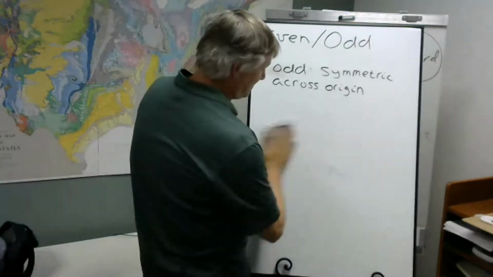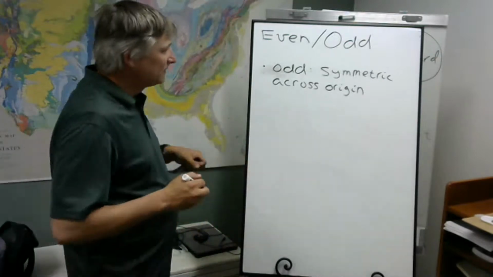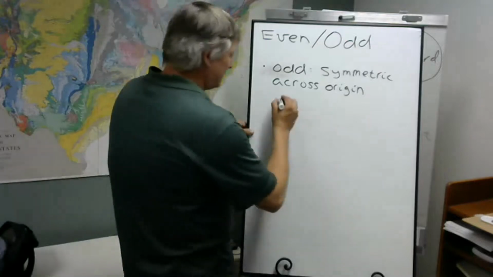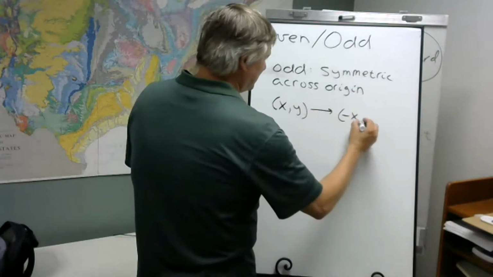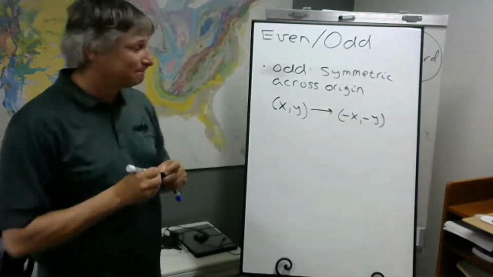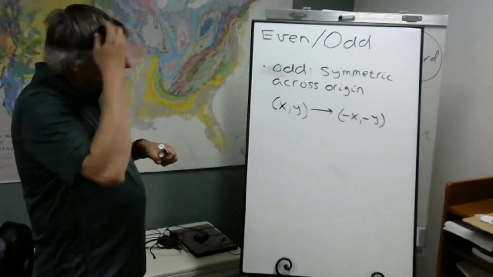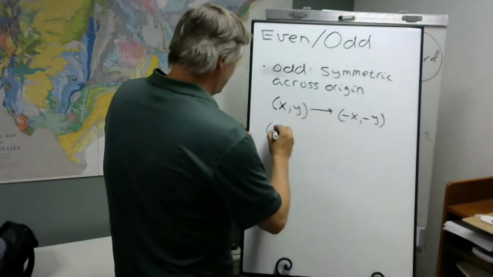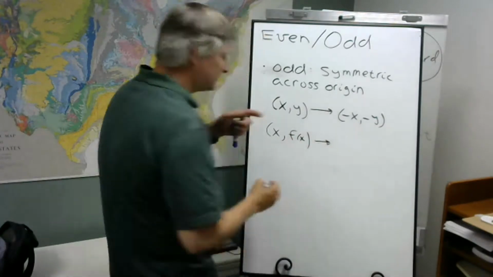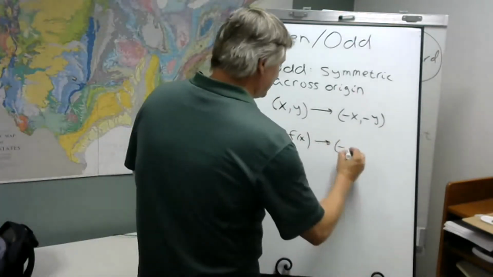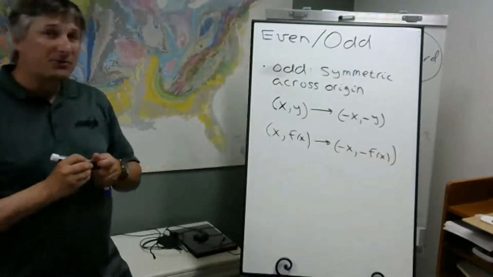Anyway, little digression. Back to symmetry on the origin. Well, that's what an odd function is. And that means if x, y satisfies the equation, so does negative x, negative y. So in an example, what you'll usually see is this. If x, f of x satisfies the equation, then so does negative x, negative f of x. That will also satisfy the equation.